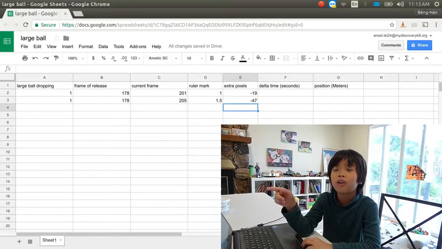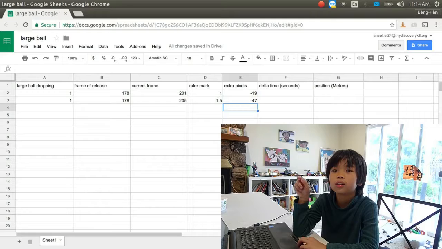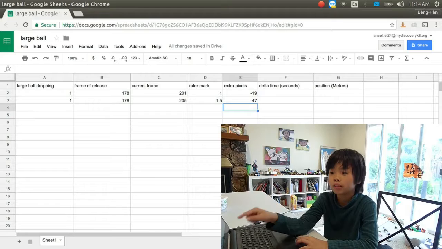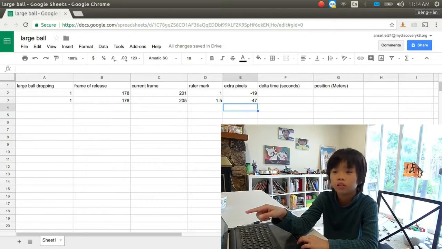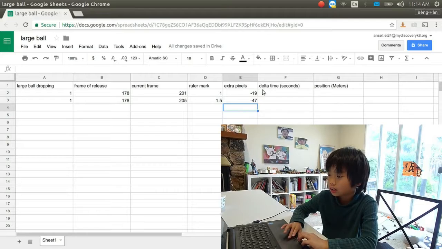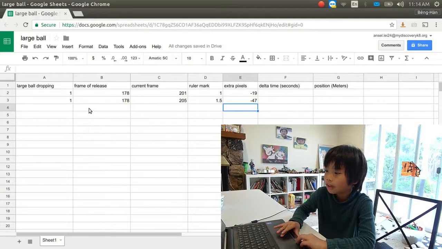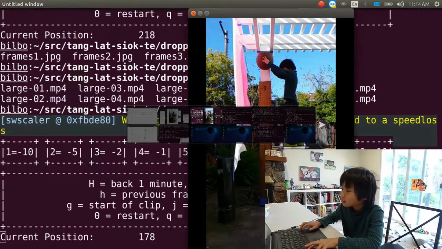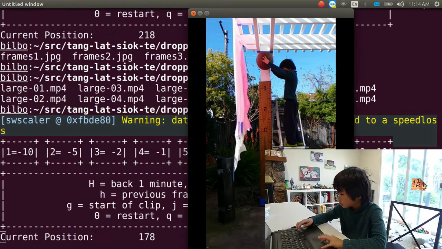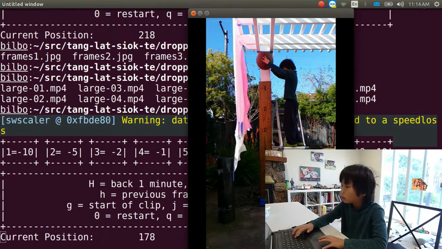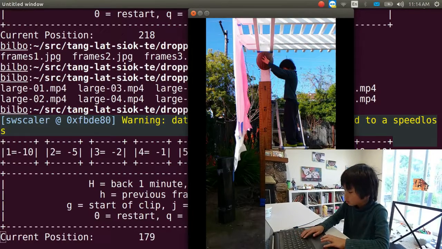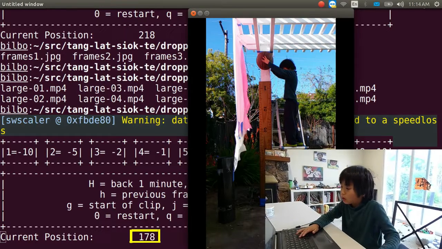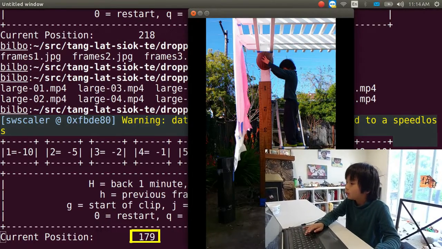I threw the ball 10 times, and this tells you which number of times I threw it. Right now I'm doing the first one. The second column, frame of release, is when I release the ball. When the ball moves, the frame right before that is the time it releases.